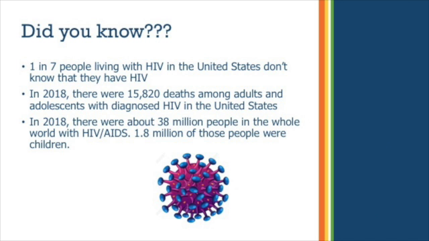Did you know that 1 in 7 people living with HIV in the United States don't know that they have HIV? Did you know that in 2018 there were 15,820 deaths among adults and adolescents with diagnosed HIV in the United States? Did you know that in 2018 there were about 38 million people in the whole world with HIV and/or AIDS? 1.8 million of those people were children.